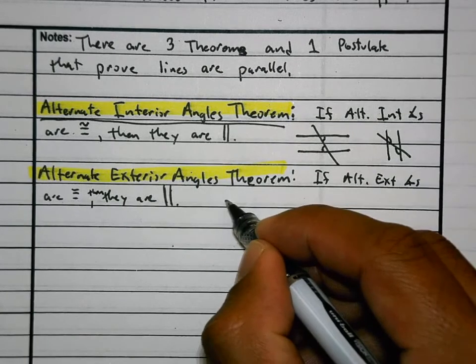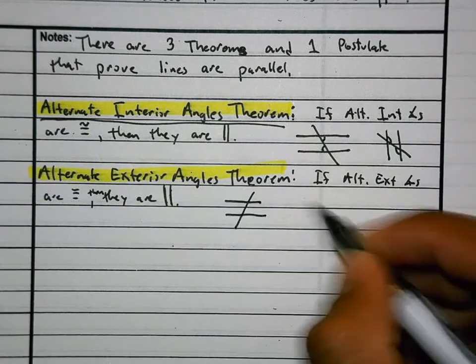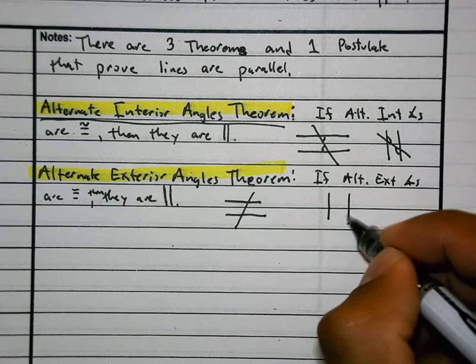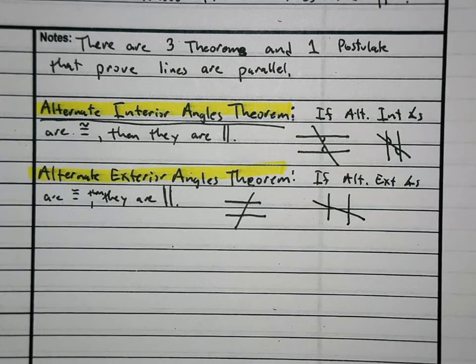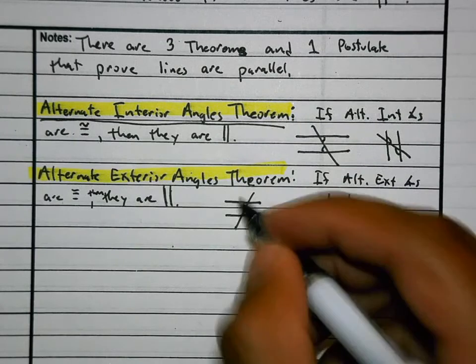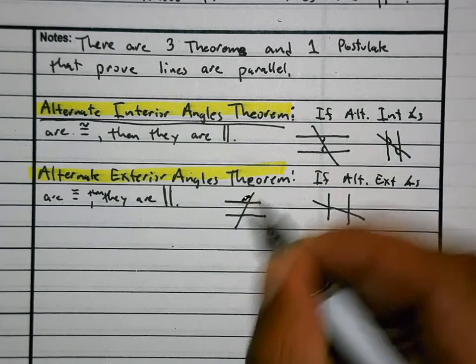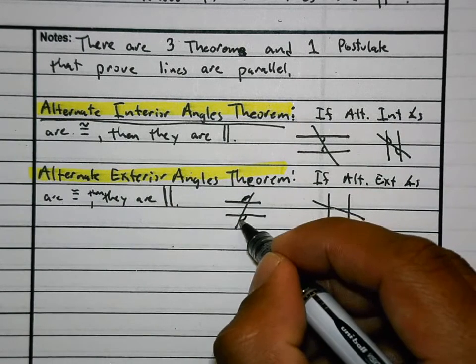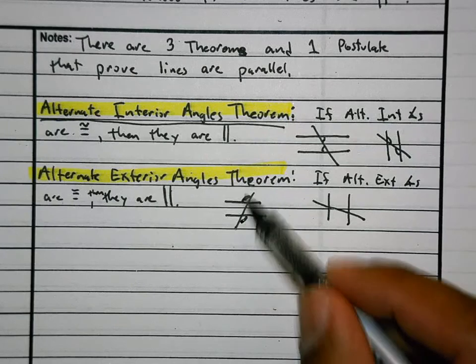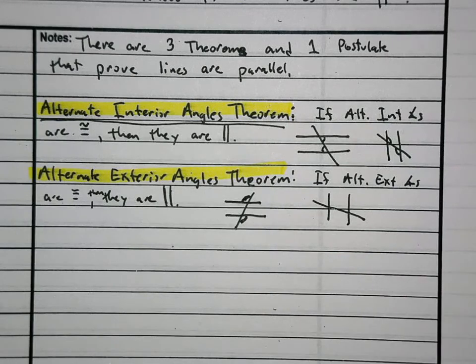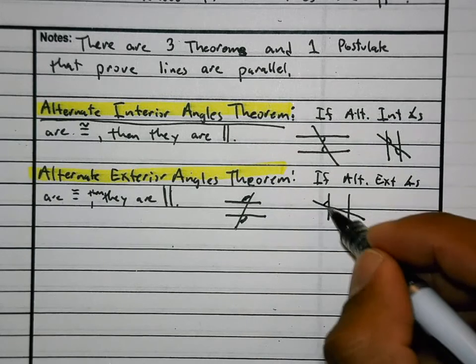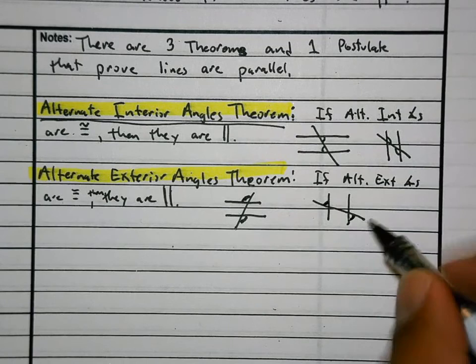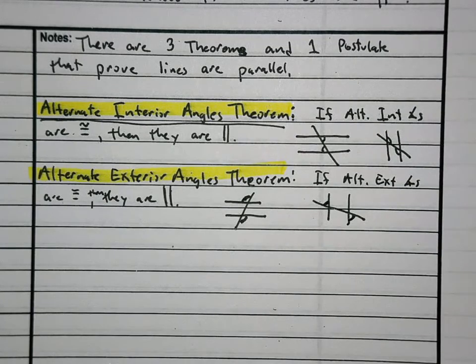So I'll give you another quick 2 pictures. Just a quick sketch. Alternate exterior. One's on one side. Exterior means on the outside of the 2 lines. The other one's on the alternate side. If these 2 are the same, then the 2 lines are parallel. That goes for the skinny ones too. If this one is the same as this one, those are alternate exterior angles, then the 2 lines are parallel.